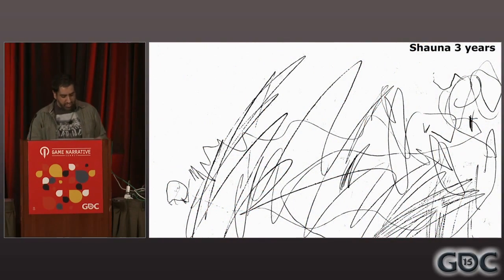This is Shauna. She is 3. She was asked by her teacher to write her mom a letter saying how she felt about her. I'm showing you this because when I write notes, that's what it looks like. People say it looks like a doctor having a seizure. But why do I do it? I never look at my notebook after I've written something in it. Really rarely. But it helps me remember.